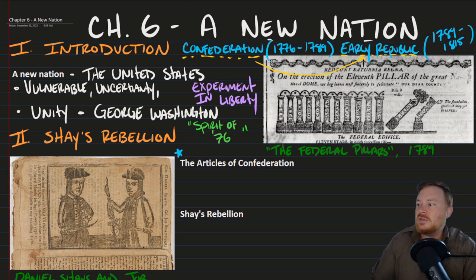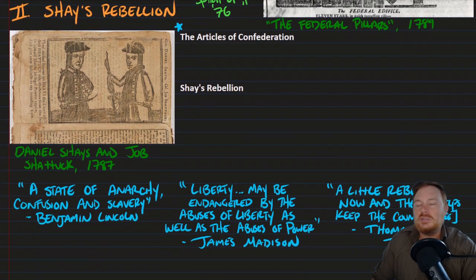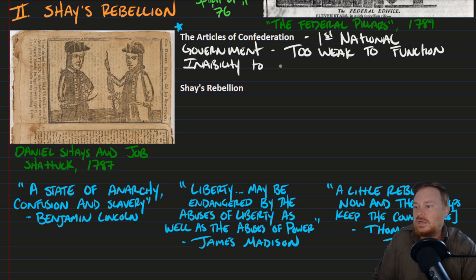So recall from the last section that with the creation of the United States, we had the formation of 14 different governments: 13 state governments, and one national government. The national government was the Articles of Confederation. This is the first national government. And the most important feature of the Articles of Confederation was that it simply was too weak to function. And this came up in a lot of different forms, pretty much the inability to tax was a big one, and to regulate commerce.